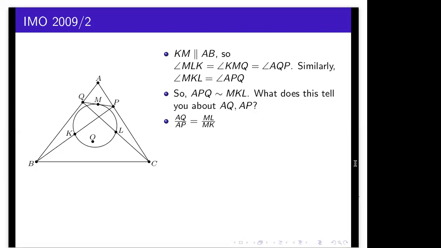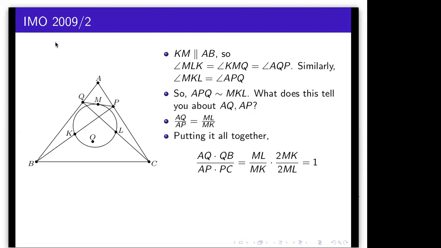Now we have relations involving AP, AQ, BQ, and CP. So we can now try to find the ratio of the powers of P and Q. In particular, AQ times QB over AP times PC is equal to ML over MK times 2MK over 2ML. The ML over MK comes from AQ over AP, and the latter term comes from QB over PC. And the MLs cancel, the MKs cancel, and our answer is 1. So this means that AQ times QB is equal to AP times PC as desired. So the powers of P and Q are equal, and OP equals OQ.